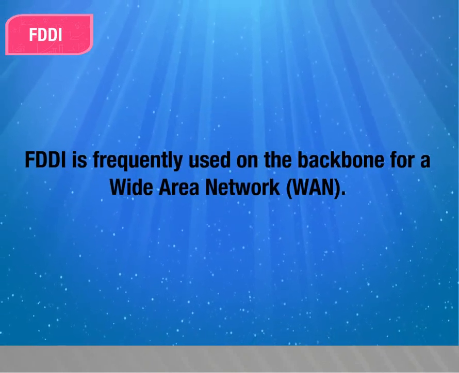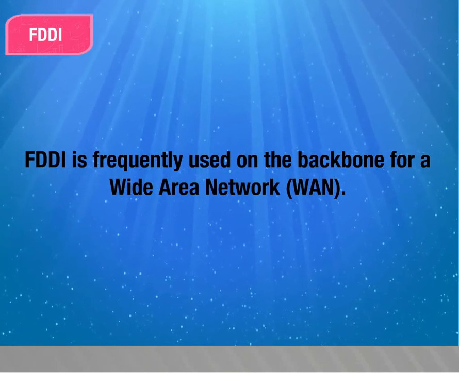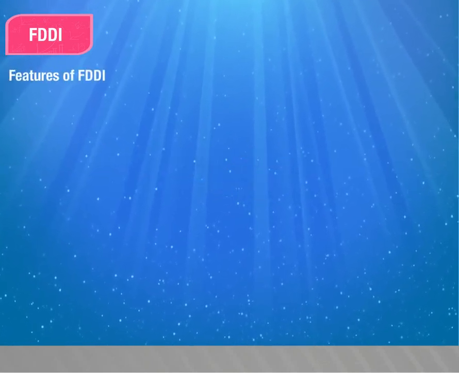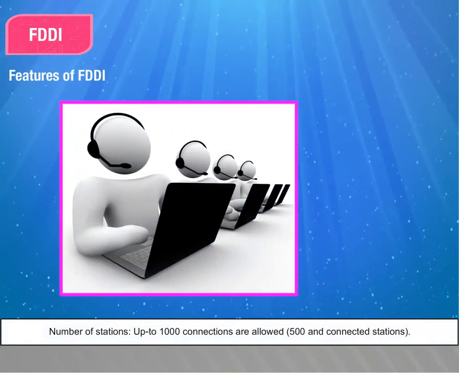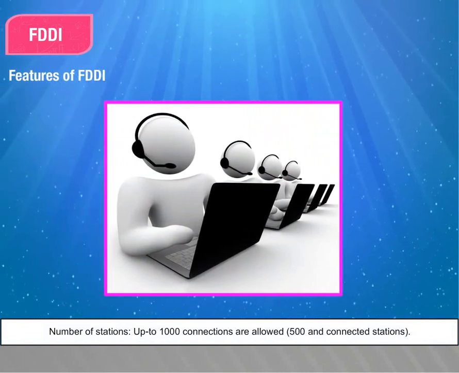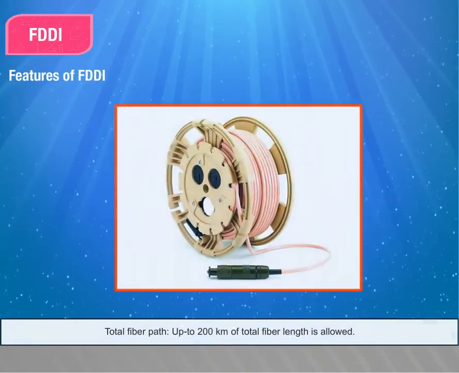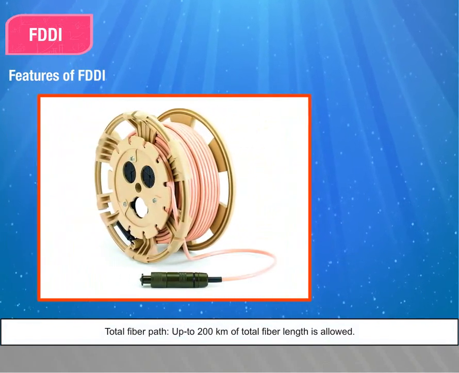FDDI is frequently used on the backbone for a wide area network, WAN. Features of FDDI: number of stations, up to 1000 connections are allowed, that is 500 connected stations. Total fiber path, up to 200 km of total fiber length is allowed.